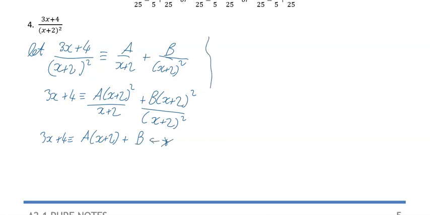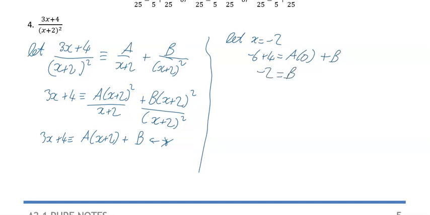Okay, this then is going to be the equation that we're going to be using to solve this thing. So whatever method you want, you can use your equating coefficients, or you can use your substitution method. I'm going to use both here. So I'm going to say let x be equal to minus 2. So the left hand side is going to be minus 6 plus 4 is equal to a times 0 plus b. So that's just going to be minus 2 is equal to b.